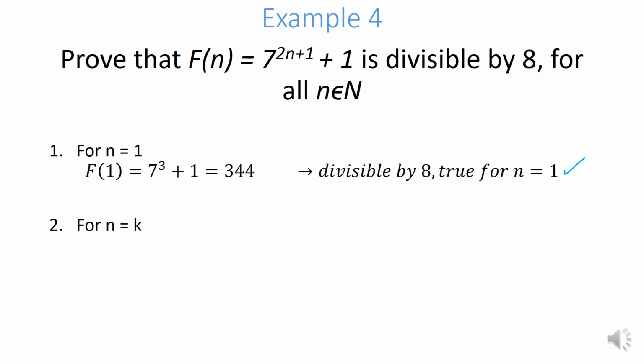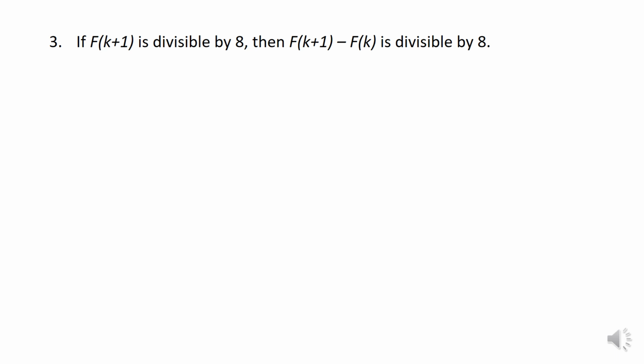Moving on, replace your n with a k. We get f of k is equal to 7 to the power of 2k plus 1, plus 1, and we're going to assume it's true. We're going to assume that it's divisible by 8. And then the third step is we're going to work with the k plus 1 term, and get the difference between f of k plus 1 and f of k, so subtracting, and hopefully it will work out to be divisible by 8.